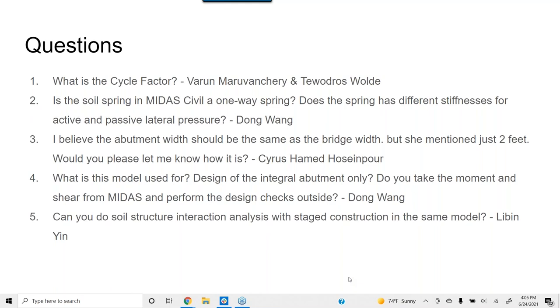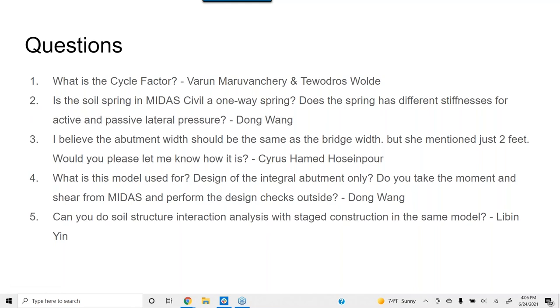So yes, you can have different stiffness depending on the direction, active or passive lateral pressure. Okay. Thank you, Angela. I think that answers your question, Cyrus. If it doesn't, you can definitely elaborate more in the question box. But we're going to move on to the next question.